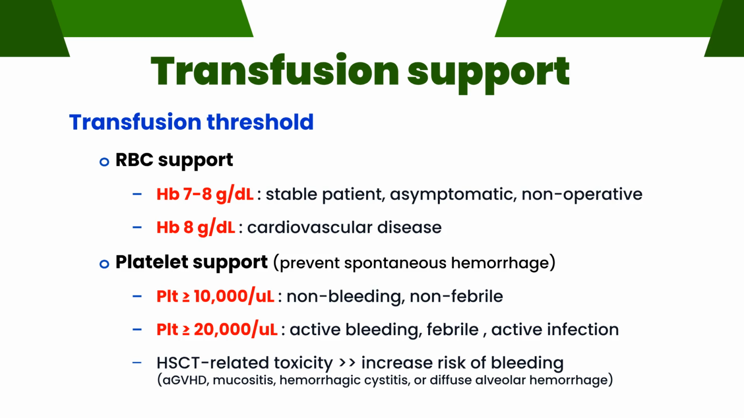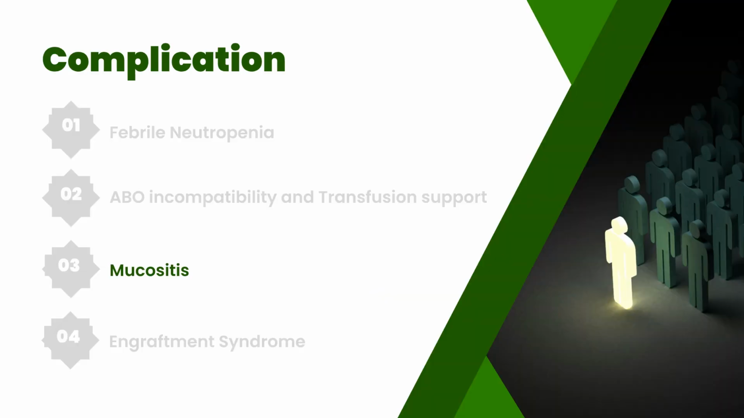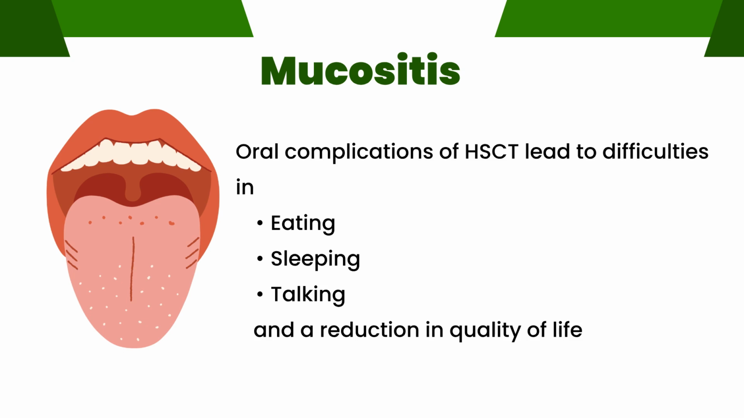Transfusion thresholds for RBC support are generally 7 to 8 grams per deciliter of hemoglobin, or 8 grams per deciliter for those with cardiovascular disease. Platelet support is given at levels of 10,000 to 20,000 per microliter to prevent spontaneous hemorrhage. The third complication is mucositis.